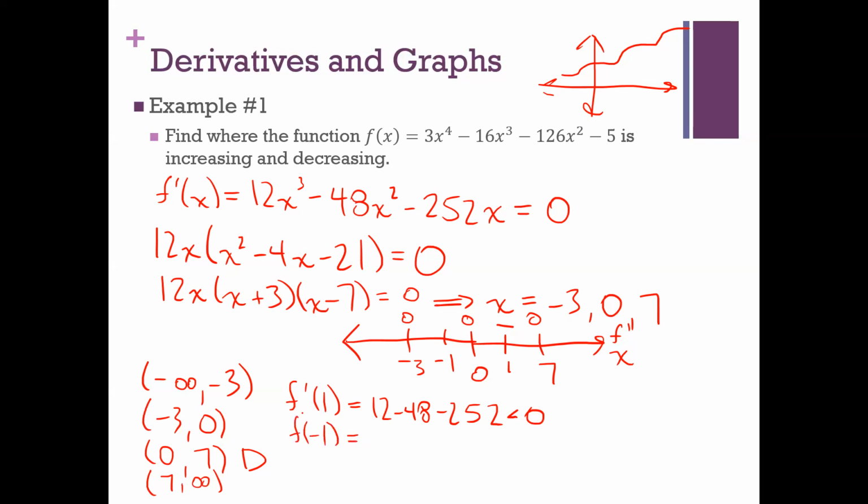So f prime of -1 will be -12 minus 48 plus 252, right? Would it also be plus 48? So negative times negative, positive times another negative makes it negative. Either way, it doesn't affect the answer, does it? Well, it will, but we should probably have this right.